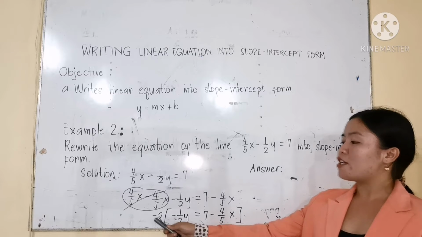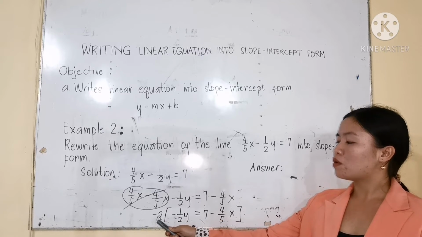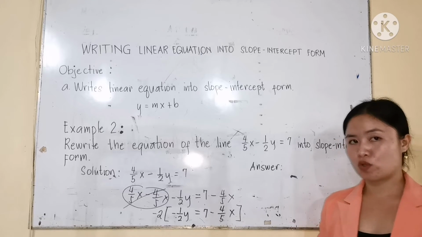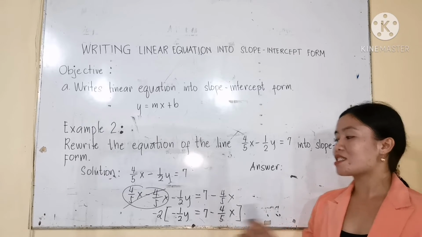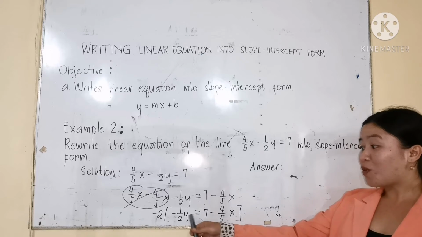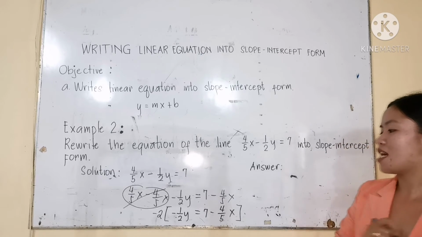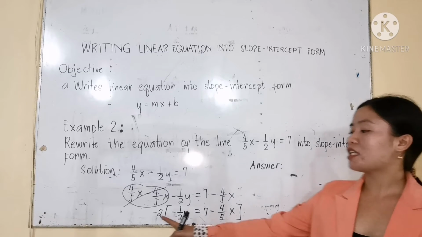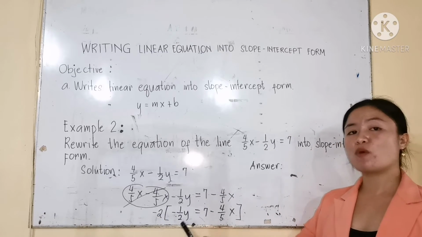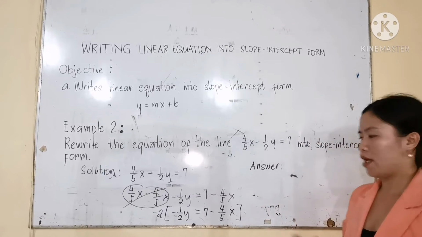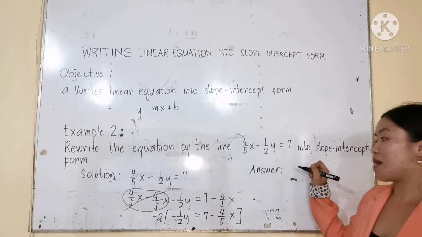Okay? So negative 2 times negative 1 is 2. Divided by 2 is 1. So the numerical coefficient of y is already 1. Negative 2 times negative 1/2 y, the result is positive y, or just simply write y.